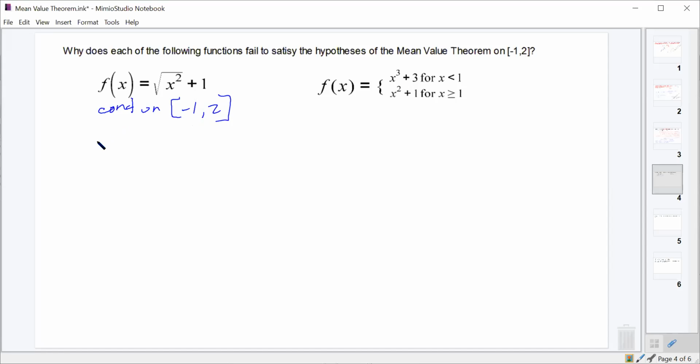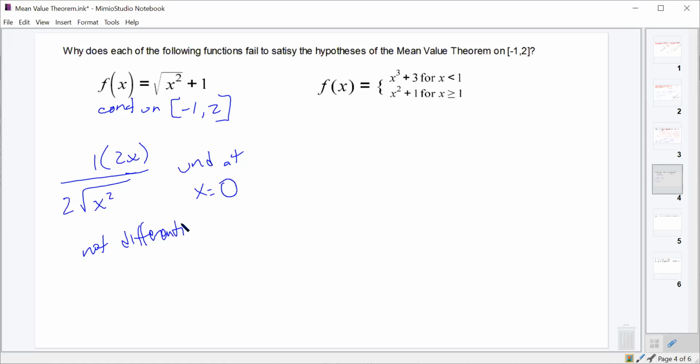Well, if we look at when this is differentiable, the derivative of root x squared is 1 over 2 root x squared times the derivative of x squared, which is 2x. And when would this thing be undefined? At x equals 0, right? And so that would tell us that the derivative is undefined somewhere on this interval. So this one is not differentiable at x equals 0, which is on the interval from -1 to 2. Good on that one? Yes.